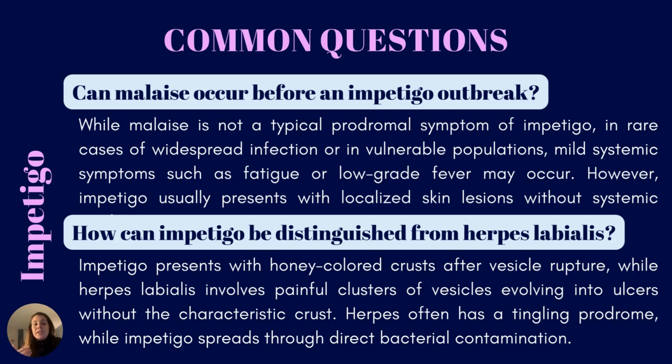Second, how can impetigo be distinguished from herpes labialis or cold sores? So we need to remember that impetigo usually presents as this honey-colored crust after the vesicle ruptures. Cold sores involve painful clusters that evolve into ulcers, without the characteristic crust that we have in impetigo. Herpes or cold sores usually have those prodromal symptoms, and impetigo does not.